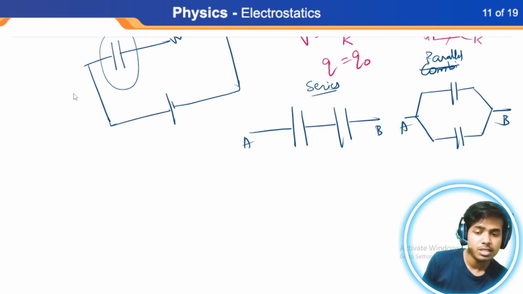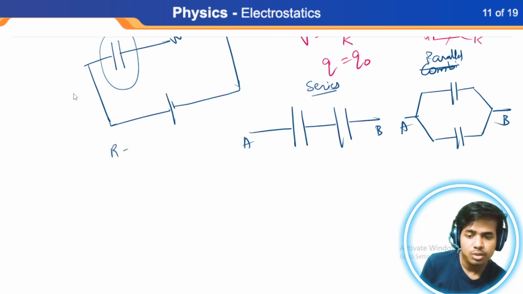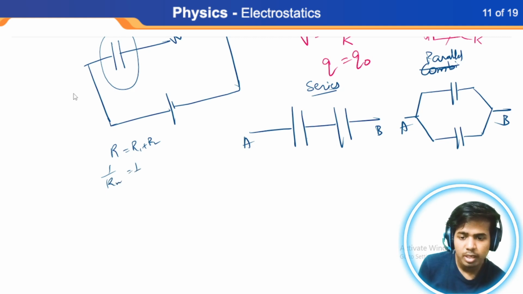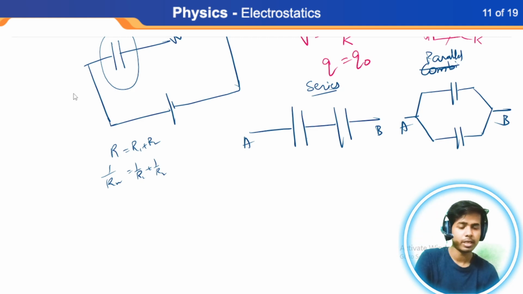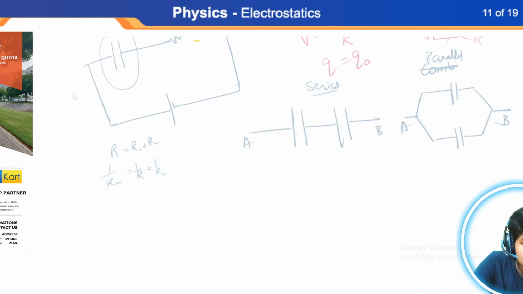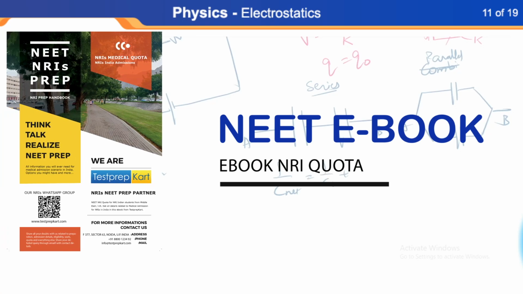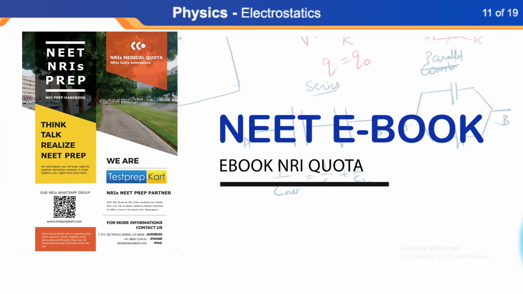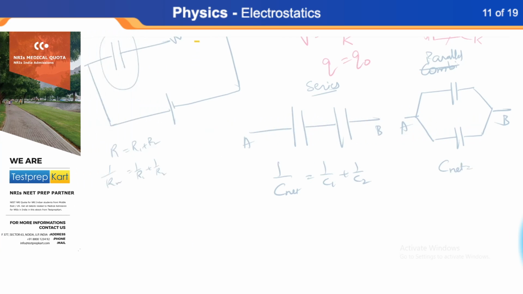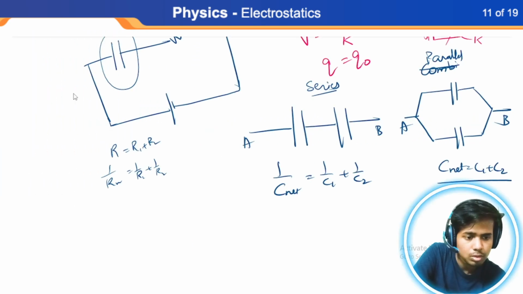Now what happened in resistors? If they were in series, they would simply add up, R is equal to R1 plus R2, and in parallel, 1 by R net is equal to 1 by R1 plus 1 by R2. But here it is entirely opposite, that you have to remember: in series, 1 by C net is equal to 1 by C1 plus 1 by C2. In parallel, it is simply C net is equal to C1 plus C2.